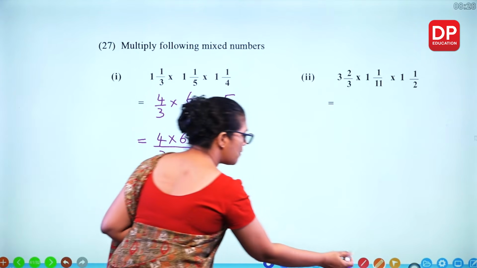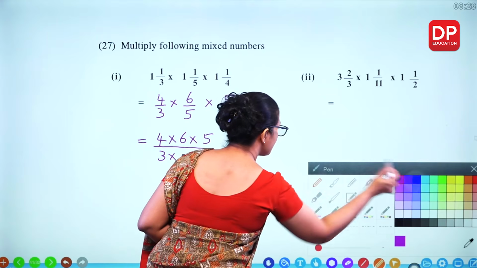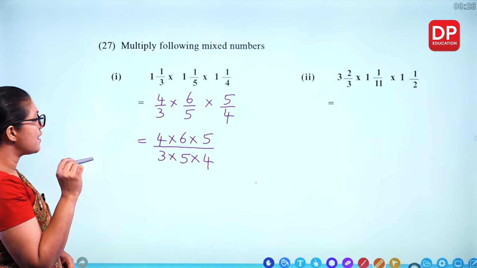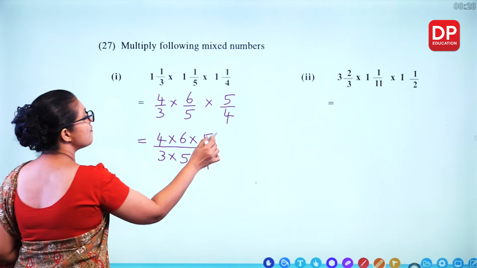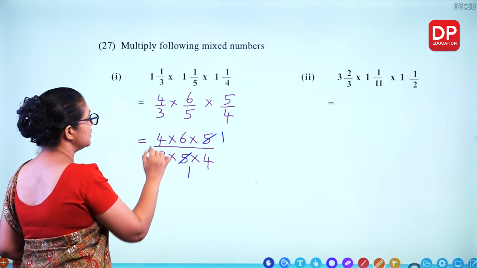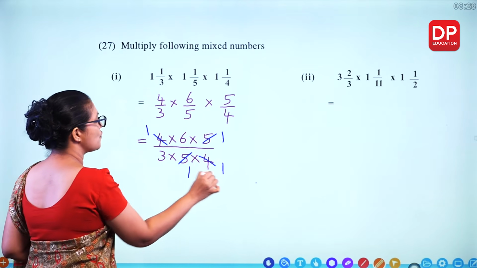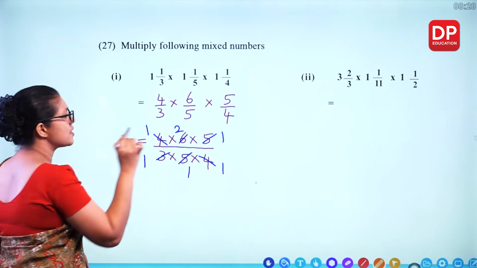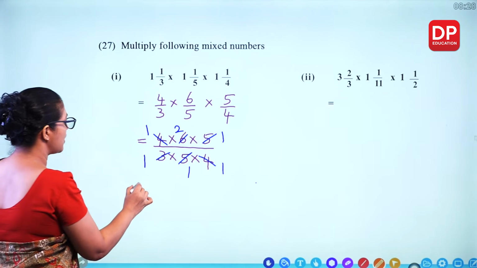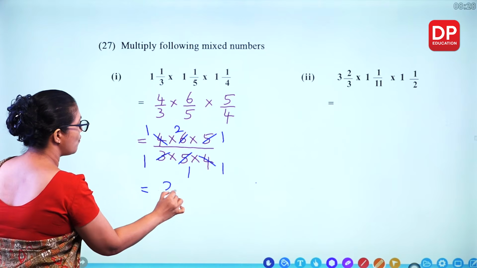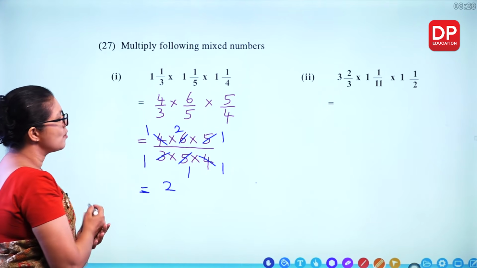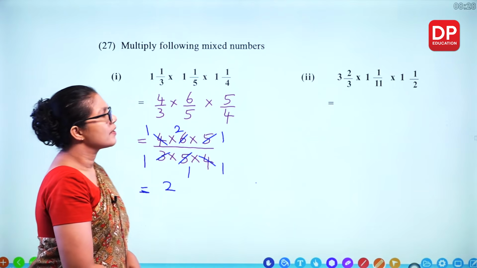Now, can you simplify? Check whether there are common factors in both the numerator and the denominator. 5 and 5. 4 and this 4. 3 times 1, 3 times 2. Now you get 2 over 1. So, no need to write down 1. Another one.